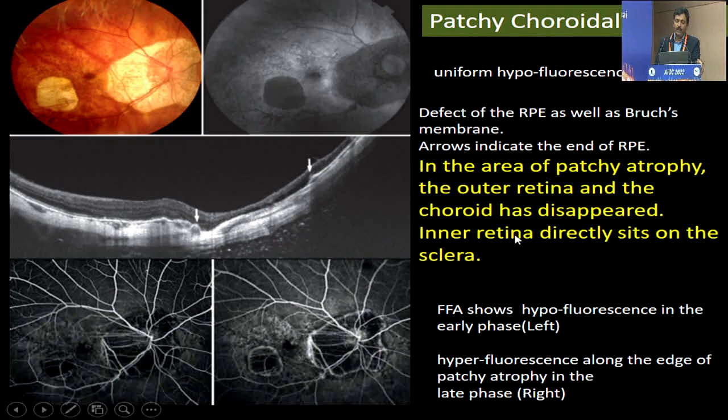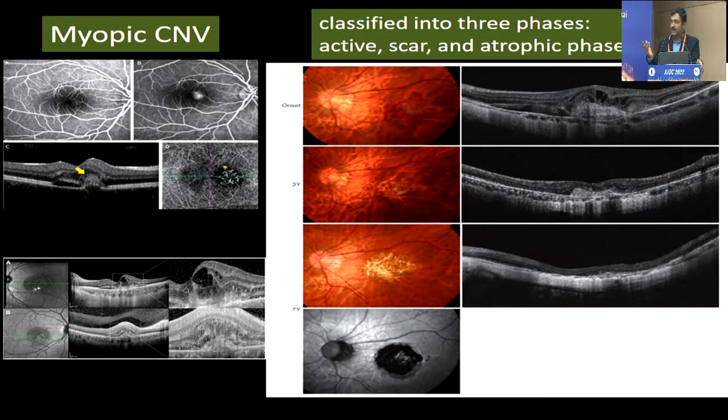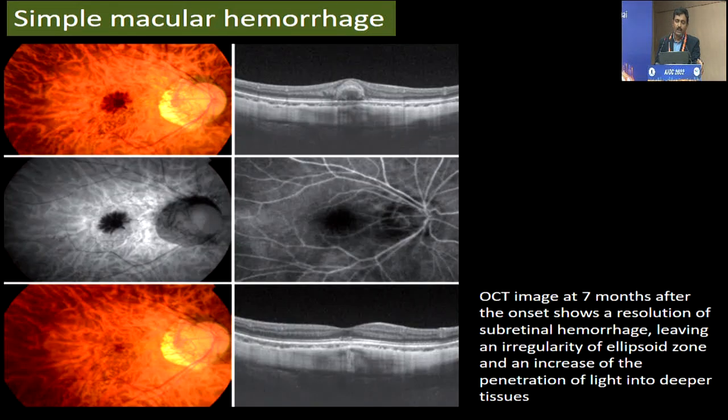In this, the outer retina and choroid have totally disappeared, and the inner retina was sitting on the sclera. Myopic CNVM, which I don't want to go into the details, Dr. Sachin will be covering in his next talk. One should differentiate between a simple macular hemorrhage and a myopic bleed.